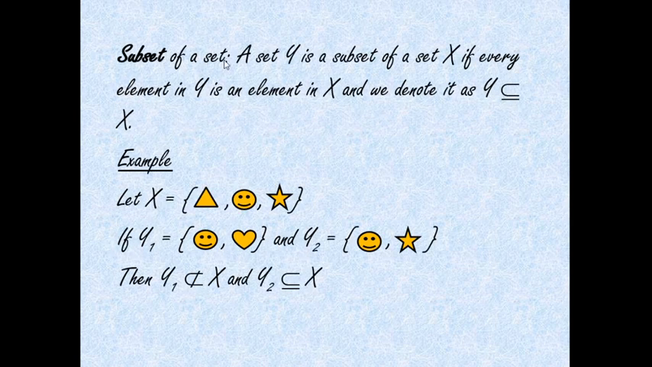Now, a set Y is a subset of a set X if every element in Y is an element in X, and we denote it as Y subset of X. This is the symbol for subset. As an example, we had the same set X which has the triangle, the smiling face and the five-pointed star, a set Y1 which is equal to the smiling face and a heart, and a set Y2 which is the smiling face and a five-pointed star. From this you can conclude that Y2 is a subset of X, but Y1 is not a subset of X since the heart doesn't belong to X.